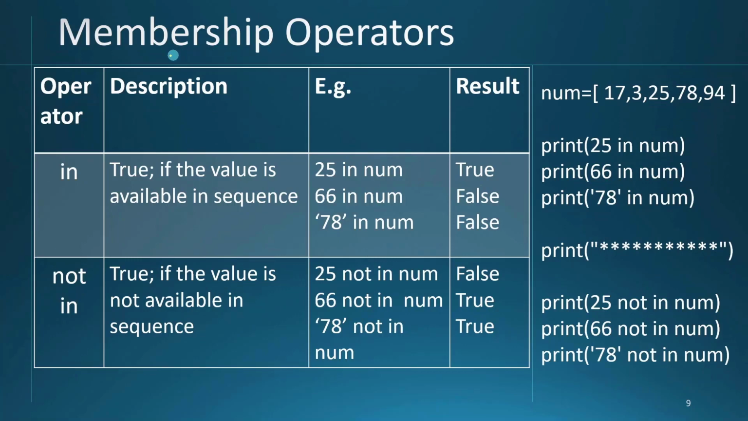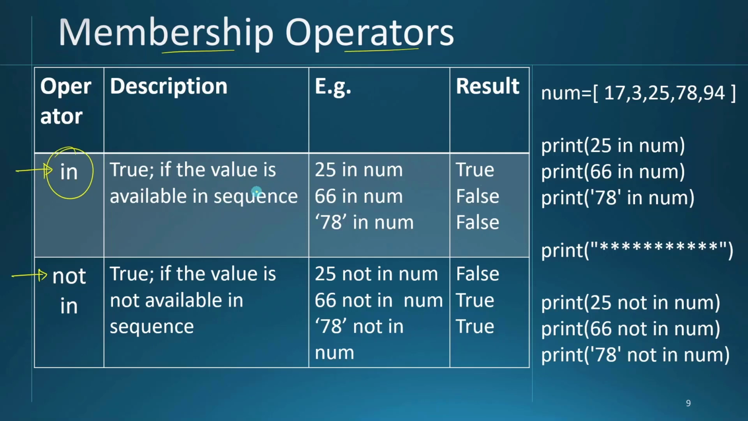Now the next operator we are going to study is called the membership operator. Inside this we have only two operators. One is in and the other one is not in. So first let us see what is the job of in. It will give true if the value is available in the sequence.